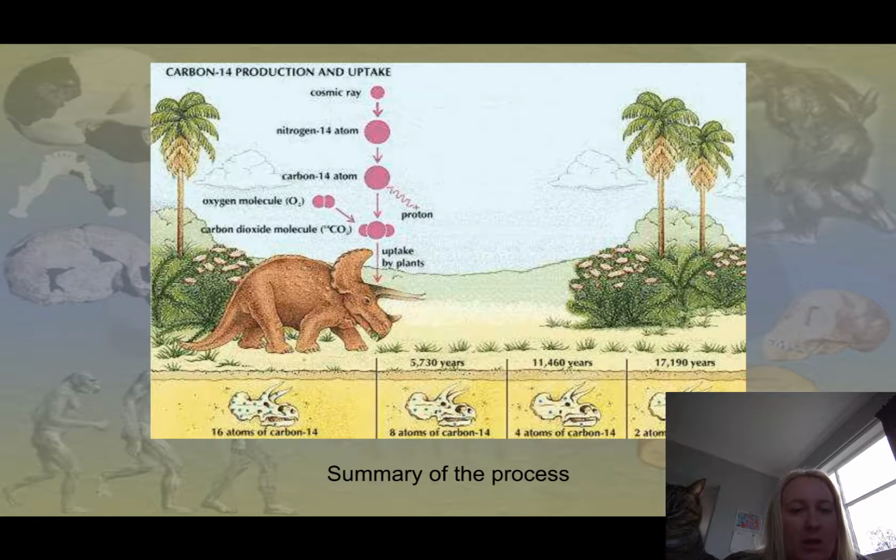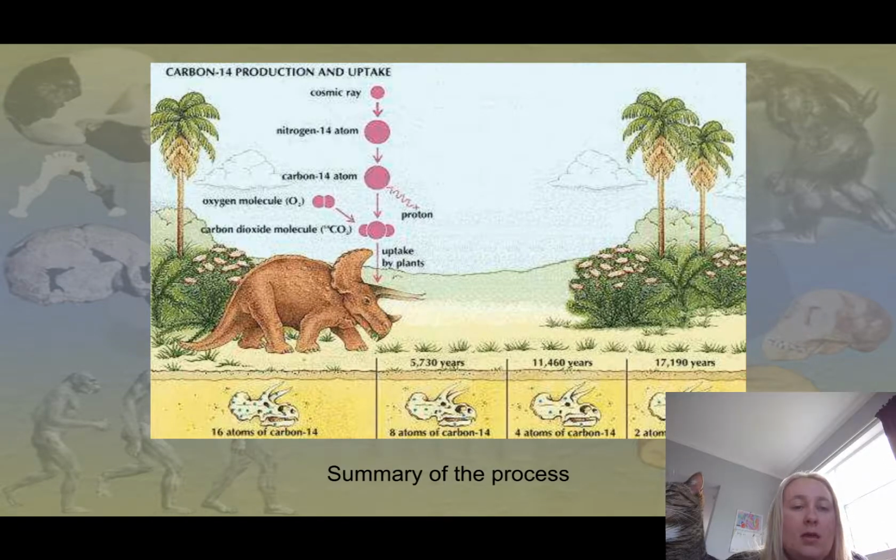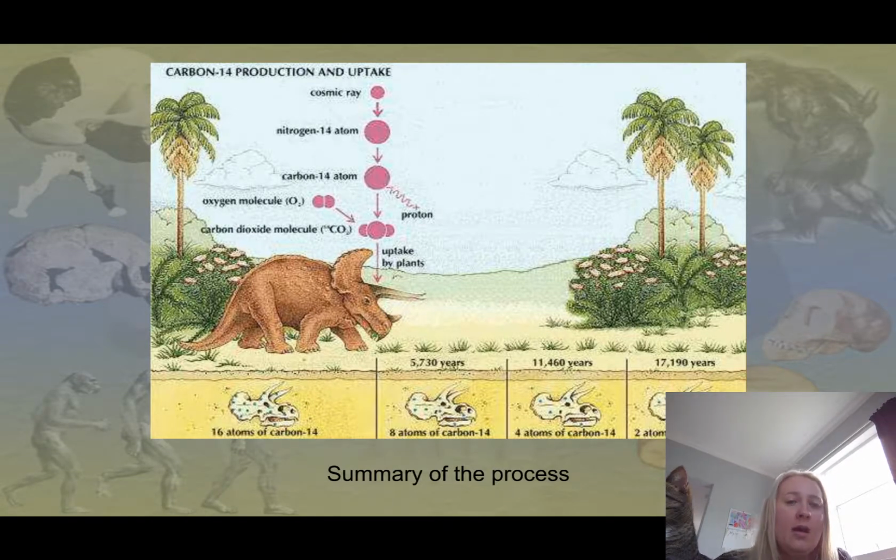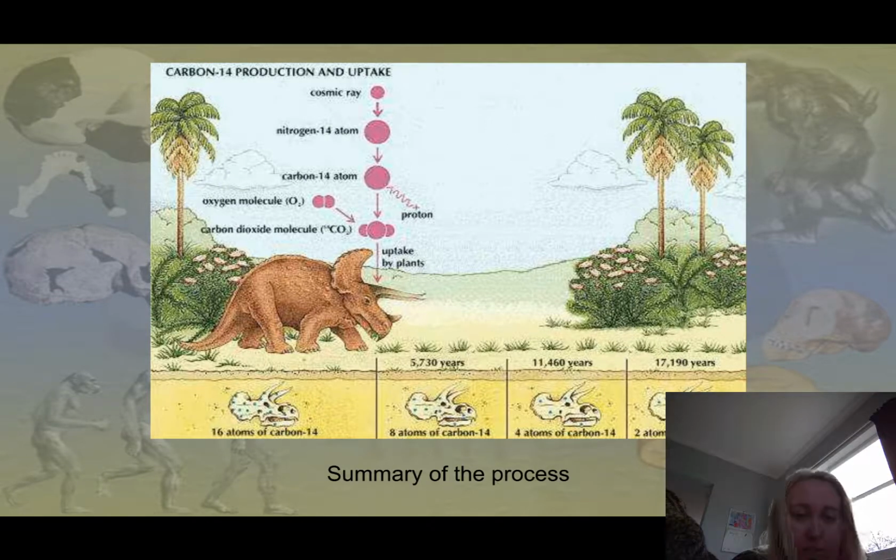So if we start from the carbon-14 atom joining with the oxygen molecule, we then get a carbon dioxide molecule. It's taken up by plants. This guy here is then eating it. Then he dies for whatever reason. At his death, he has 16 atoms of carbon-14 in him.